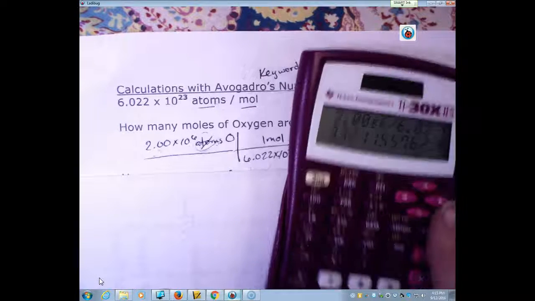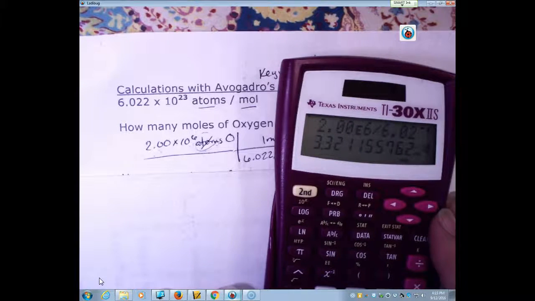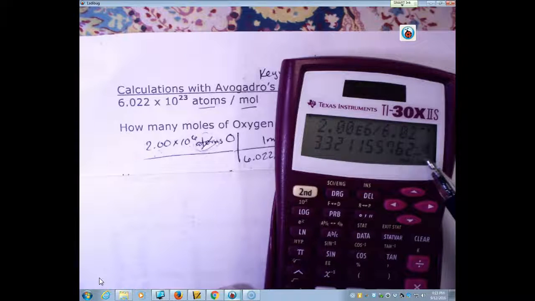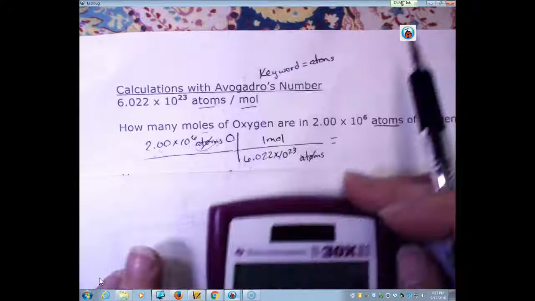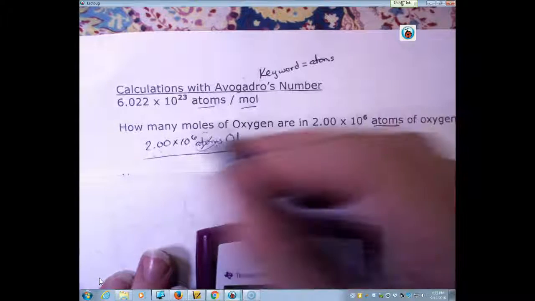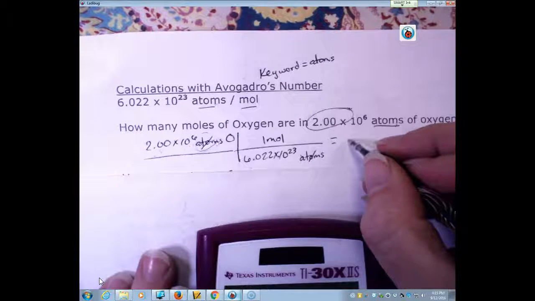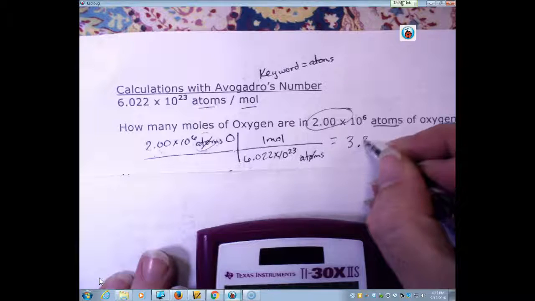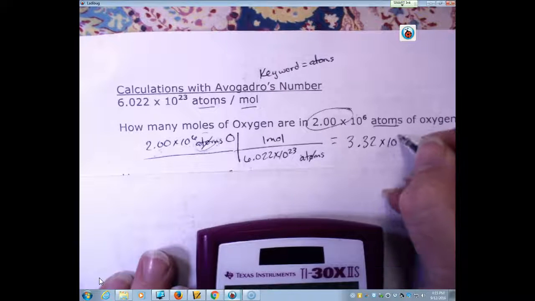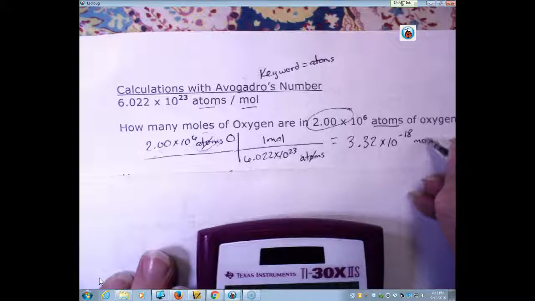Now, when you get the answer, and a lot of times this is the case, in answers using Avogadro's number, it's generally going to be in scientific notation. So make sure you take the time to look all the way to the end of your calculator. In this particular problem, we need 3 sig figs, because that's how many I have right here, and it's 3.32 times 10 to the negative 18 moles of oxygen.